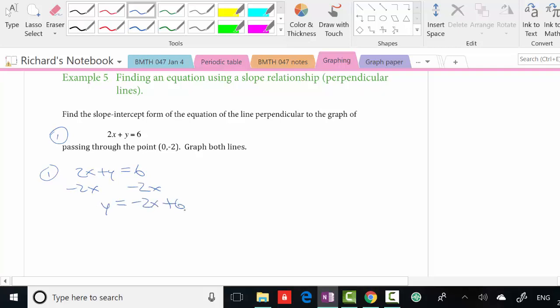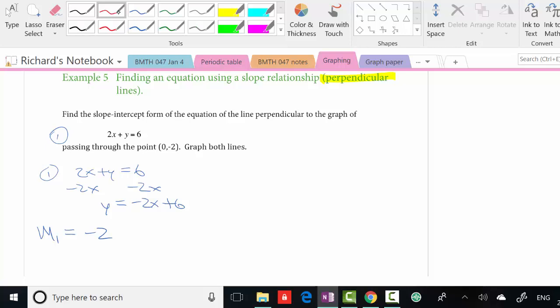All right, so I'm going to call m1 the slope for equation 1, which is equal to -2. Now I need to find the slope of equation 2. The trick here is that these are perpendicular lines, and perpendicular lines have the following property.